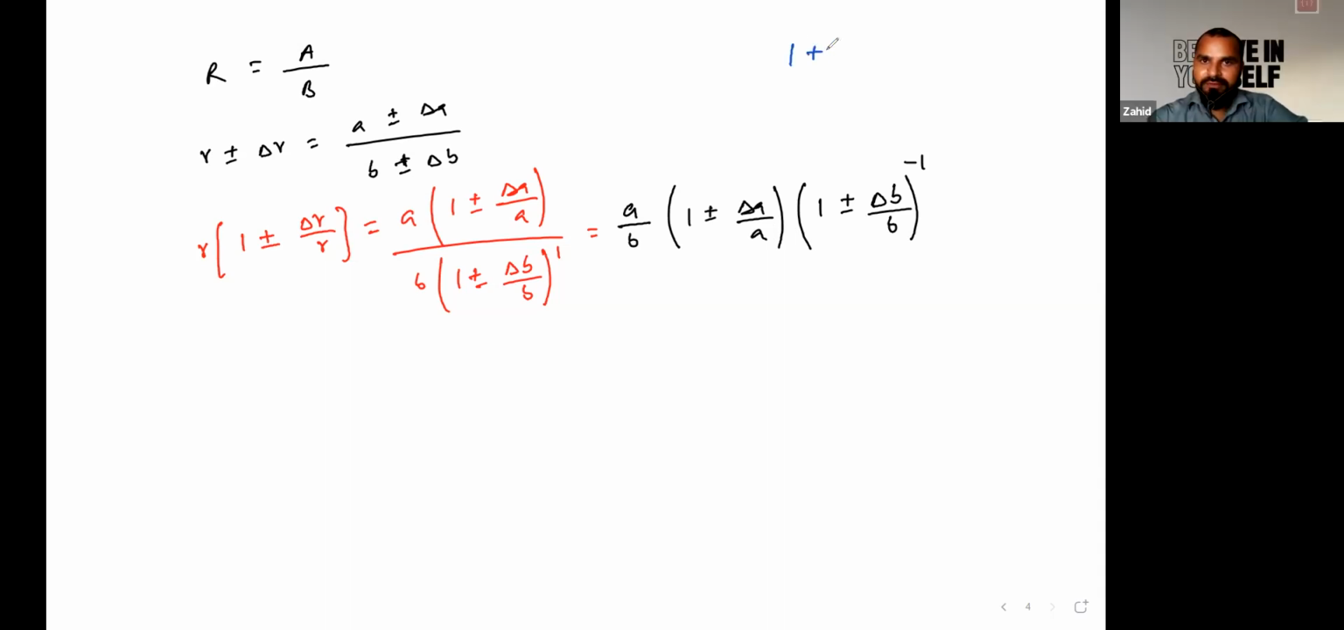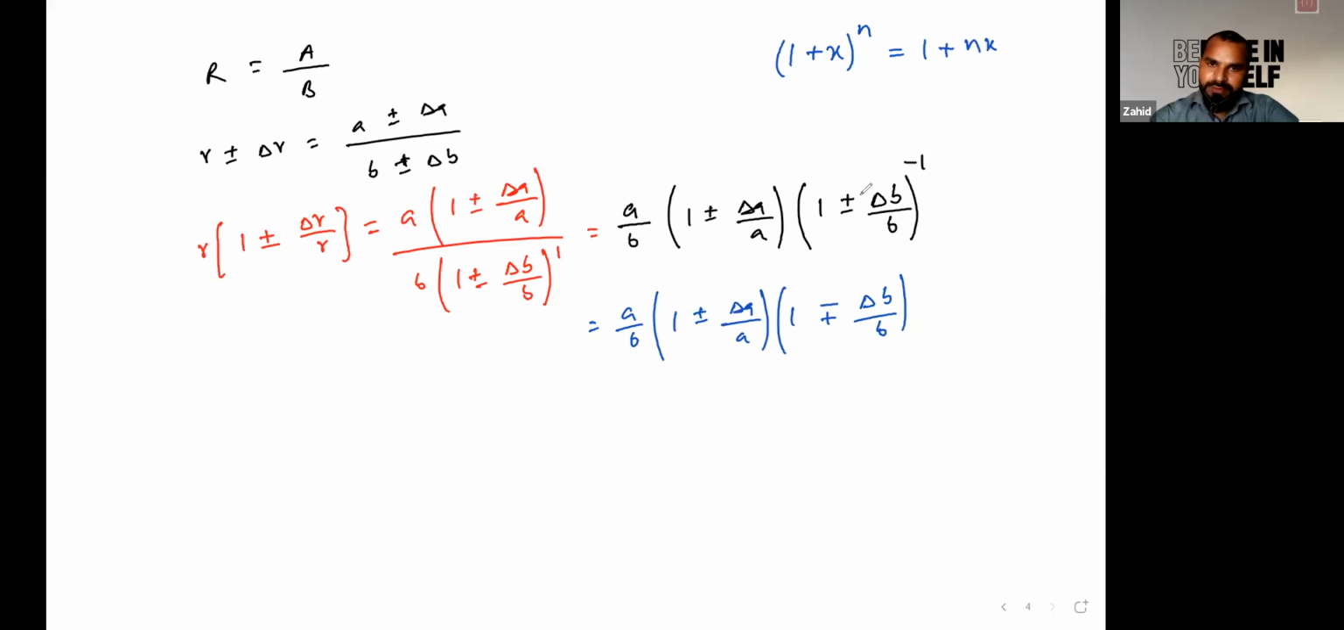Before that, suppose we have 1 plus x to the power n. By using binomial expansion, we can write it as 1 plus n times x. It means the exponent of this particular term would be multiplied with the second term as n times x. Similarly, we have exponent as minus 1 in this particular term, so it would just be multiplied with the second part. Okay? Yes, sir. So we're left with A over B, 1 plus minus delta A over A, 1. If you multiply the minus sign with this particular term, it would be negative, positive times delta B over B. It means minus 1 is first multiplied with positive sign, so it will become negative, and minus 1 will be multiplied with this negative sign, so it will be positive. So the sign gets reversed.